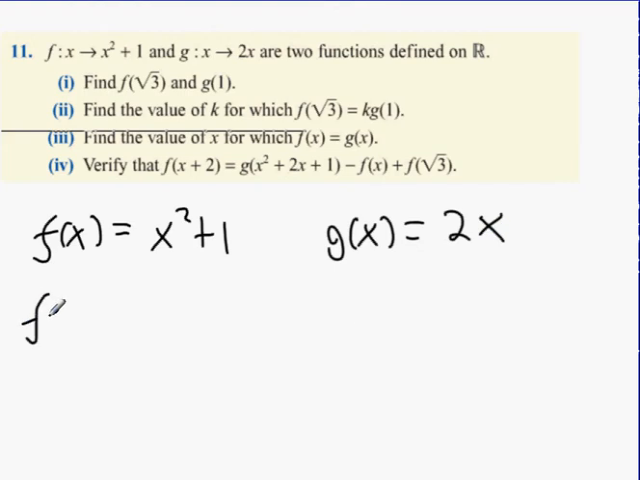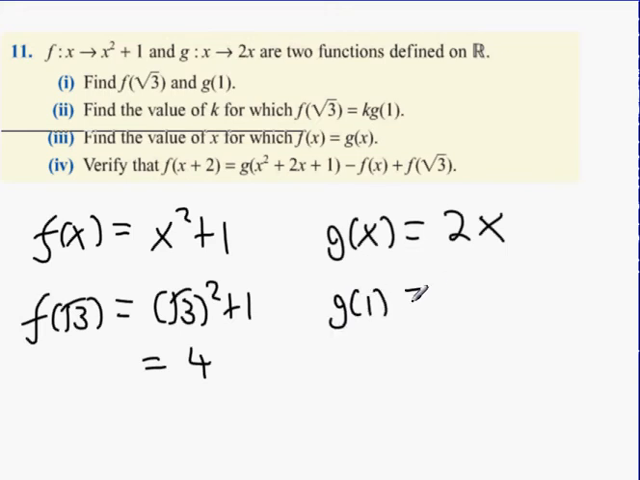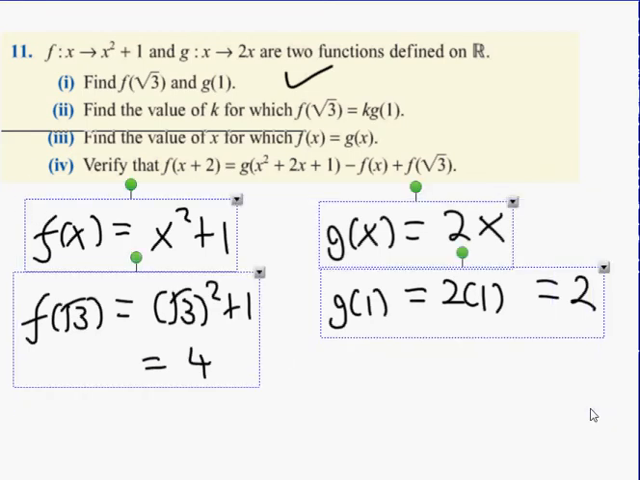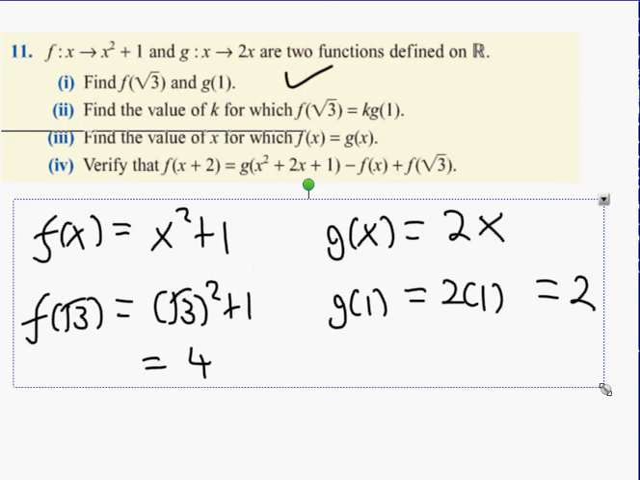Therefore, f of root 3 means what, guys? Root 3 squared plus 1, and the answer to that is 4. What about g of 1, guys? 2 times 1 equals 2. No excuse for not picking up the early marks on them, okay? I expect everybody in the class to be picking up 100% on that every time. Okay, there's no excuses there.